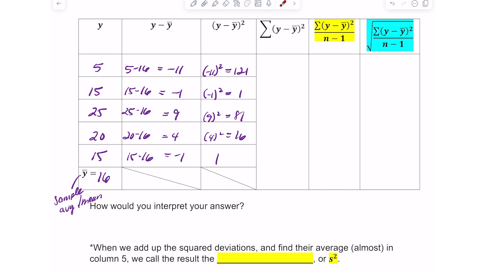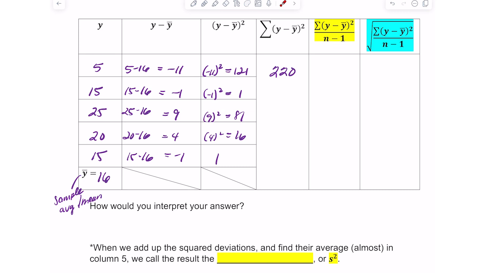Okay. Do you remember what sigma tells you to do? Sigma is add. So it's saying add these, add what you just found. So if I add up those values there, you get 220. Okay, now I'm going to take this, and it says divide by n minus 1.